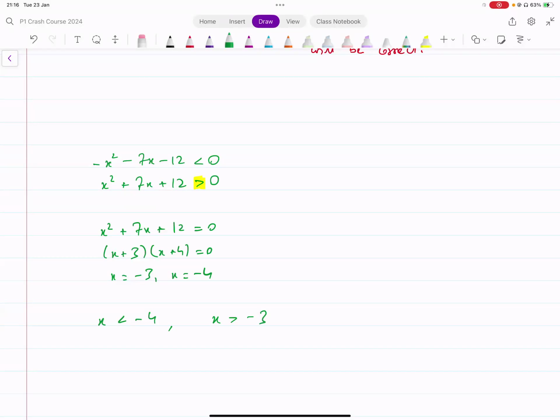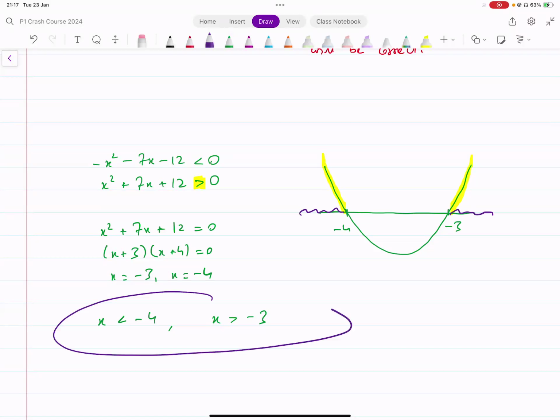If you understand this, that's great. If you find this confusing, this is going to be safer. Just sketch the graph and see from the graph which regions should be correct. So this is the graph. This is -4. This is -3. You're looking for the region that's above the x-axis. That's this region and this region. So it's either to the left of -4 or to the right of -3. You have to make sure that you write them as separate inequalities because these are two separate regions.